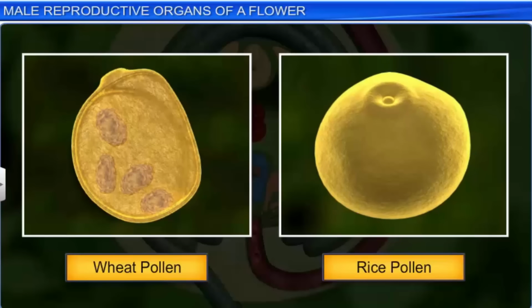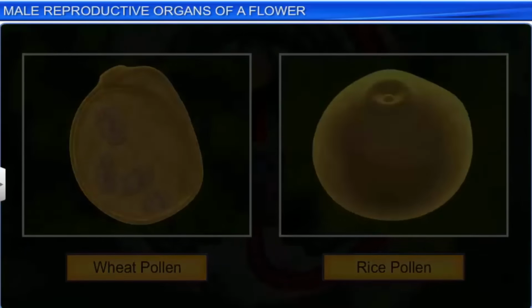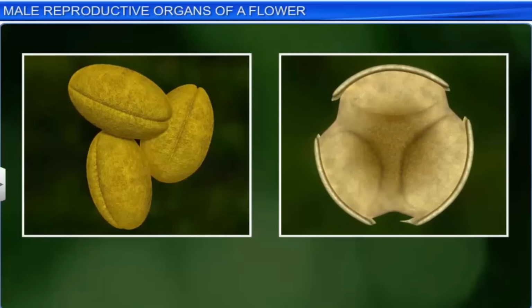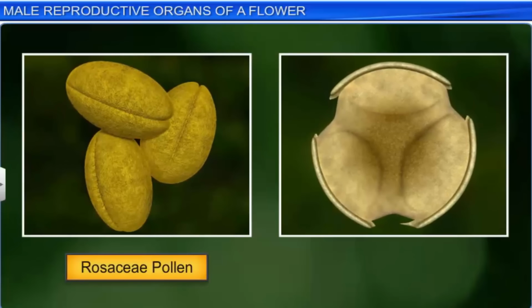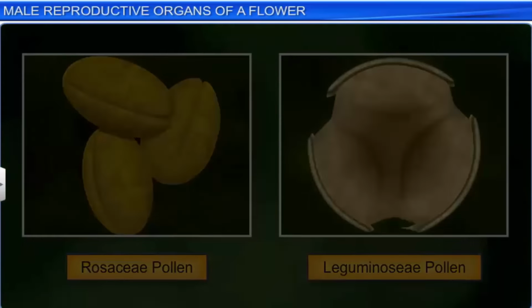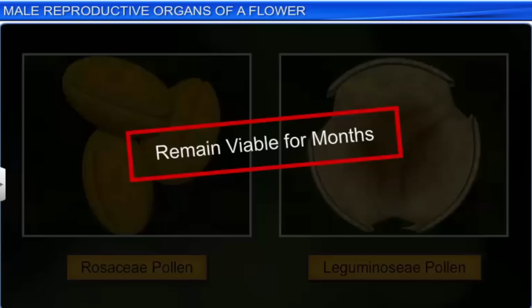Pollen grains of cereals such as wheat and rice lose their viability within 30 minutes of their release. Whereas pollen grains of some members of Rosaceae, Leguminosae and Solanaceae remain viable for months.